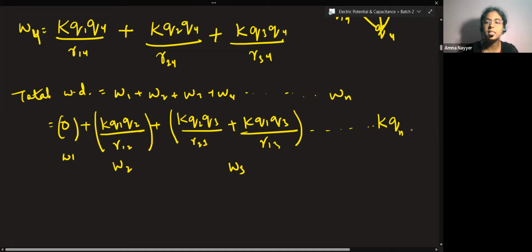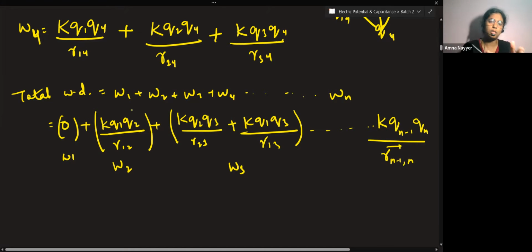Qn minus 1 is there and Qn is there, which means n number of charges are there. Let's say 5 charges are there. So 5 charges are interacting with 4 charges, it means 5 minus 1. That's why I have taken n minus 1, divided by the separation between the n minus 1 point and the n point. Just a general way to write it.